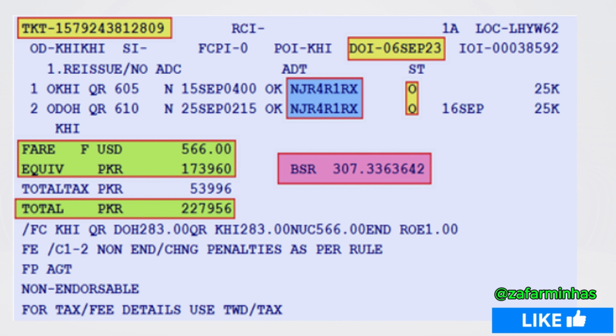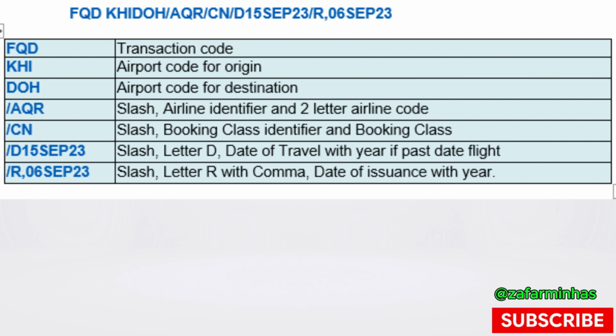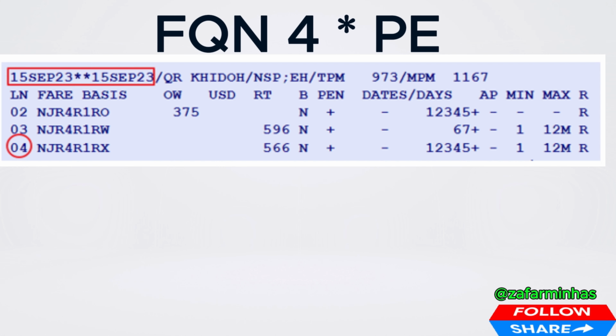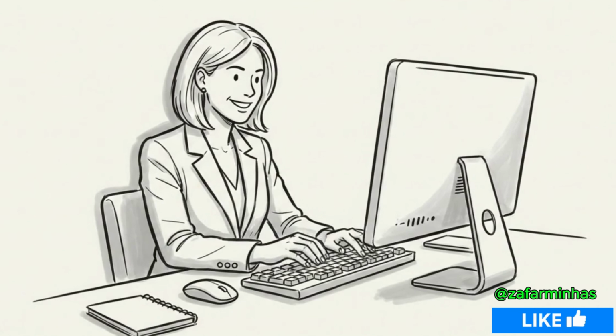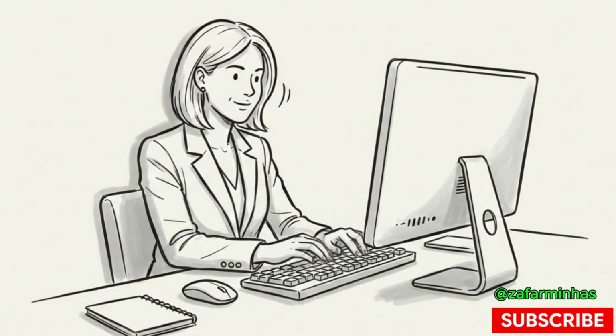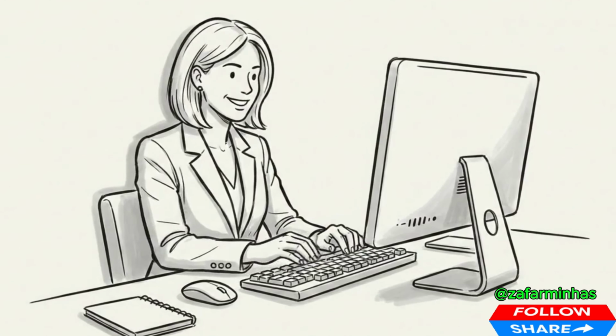Next, we query the historical penalty rules. Use the FQD and FQN commands to pull up the exact fare rules that applied on the date the ticket was originally issued. Within that complex rule display, locate the PE, or penalties category. You are looking for clear, explicit language verifying the terms. In this example, the red box highlights our required confirmation: 1 changes free of cost. Confirming this specific text provides the absolute legal foundation authorizing you, as the agent, to bypass penalty fees.